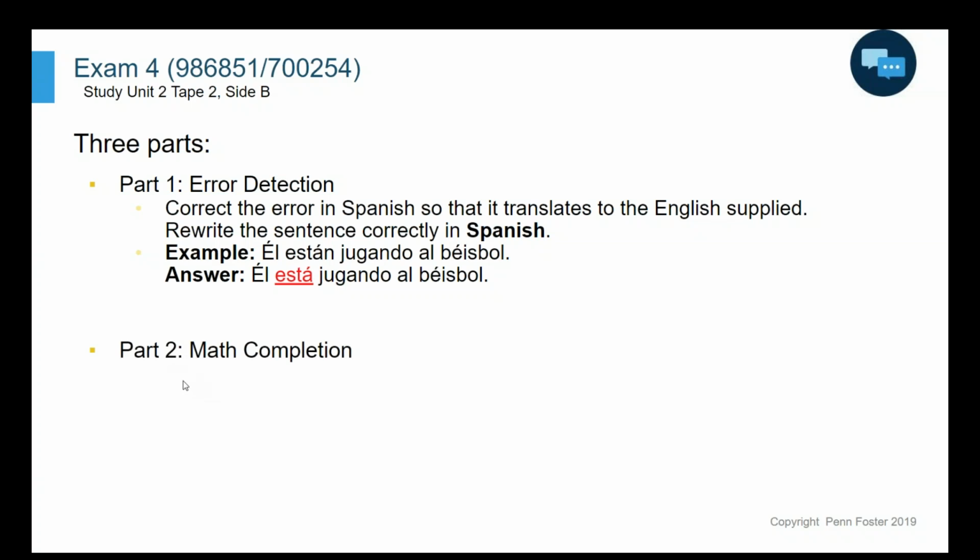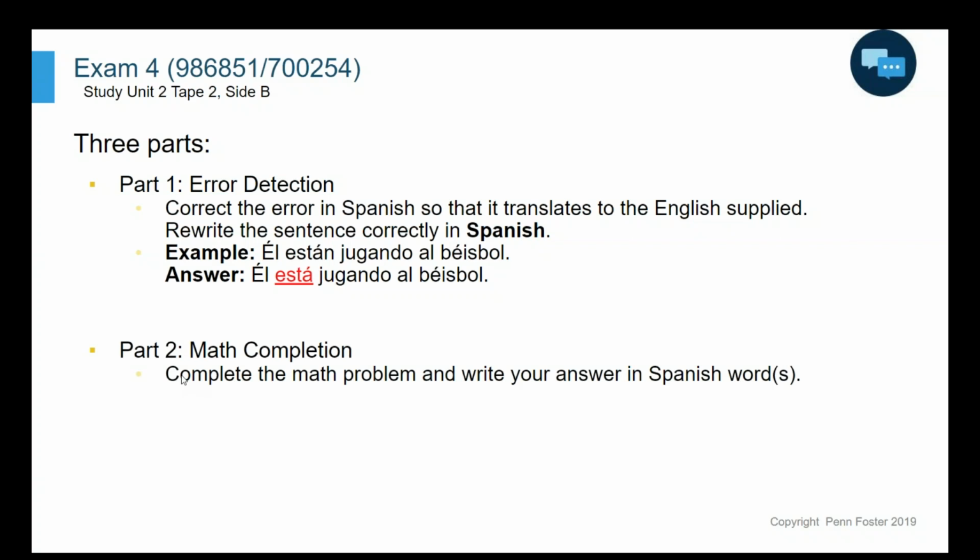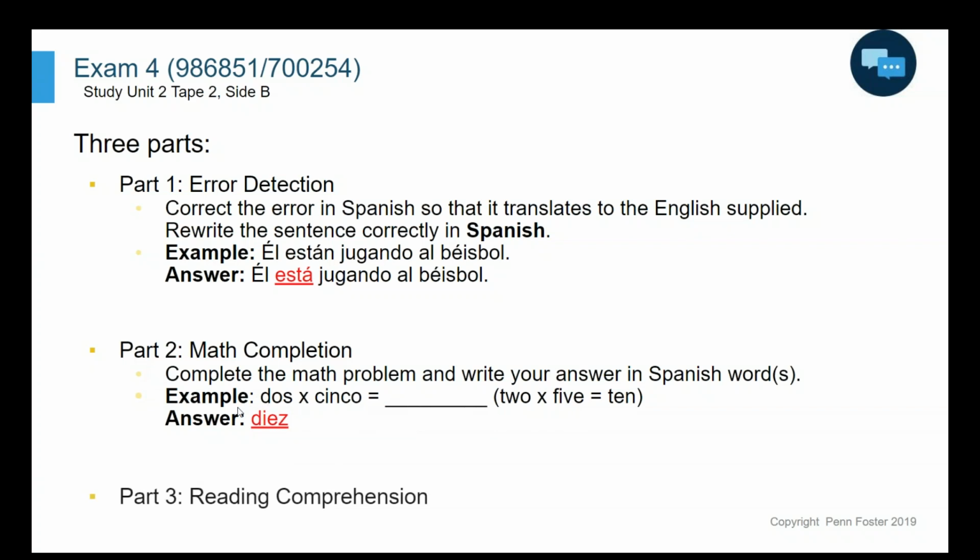The next section is math completion. And you will be solving the math problem and writing your answer in Spanish word format. So if we give you, for example, dos times cinco, 2 times 5, we know that answer is 10. Your answer would be 10. And then finally, part 3 is reading comprehension. You'll be reading through a story in Spanish and answering a couple questions in English based on what you've read.